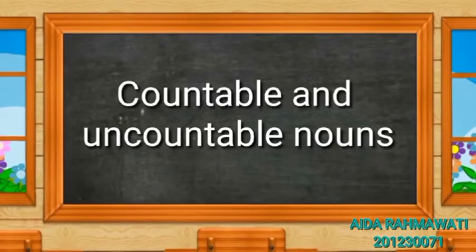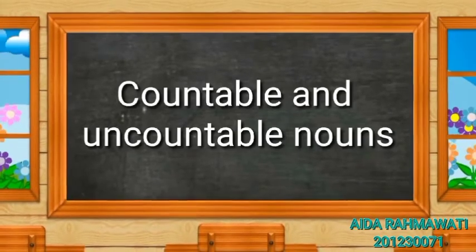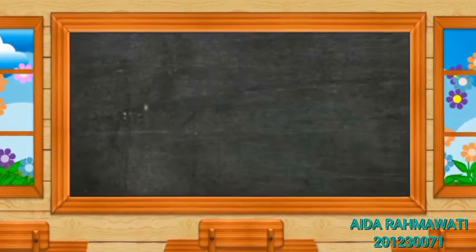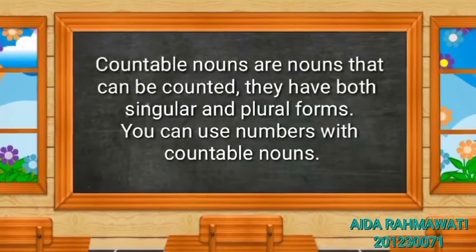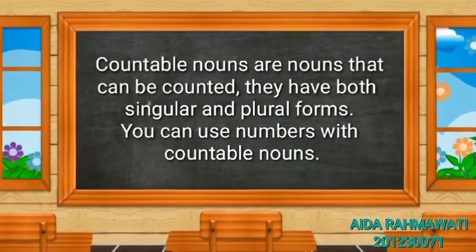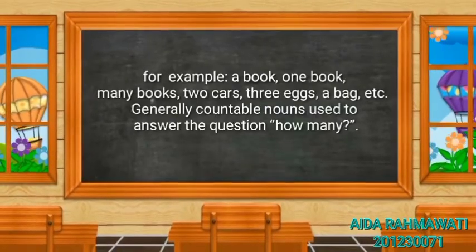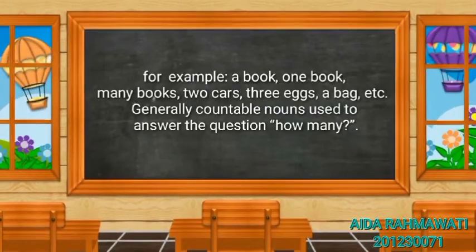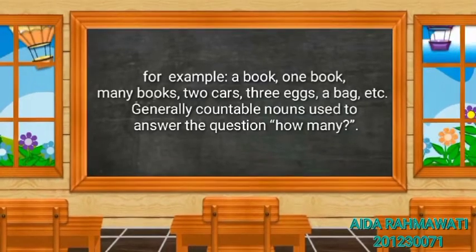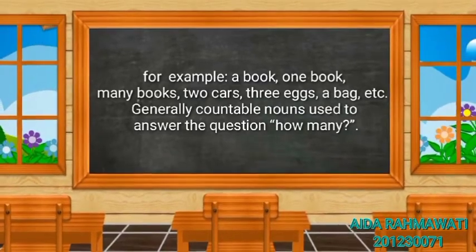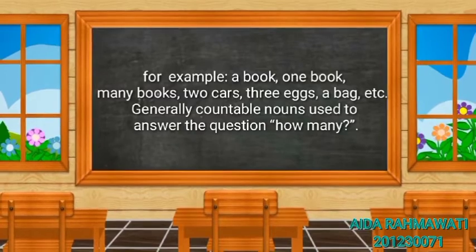I will explain material about countable and uncountable nouns. First, countable nouns are nouns that have both singular and plural forms. You can use numbers with countable nouns. For example, a book, one book, many books, two cards, 3 eggs, a pig, and so on. Generally, countable nouns are used to answer the question how many.